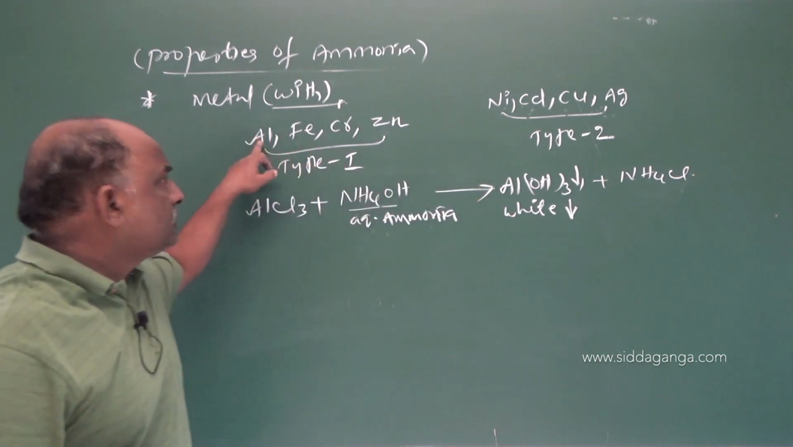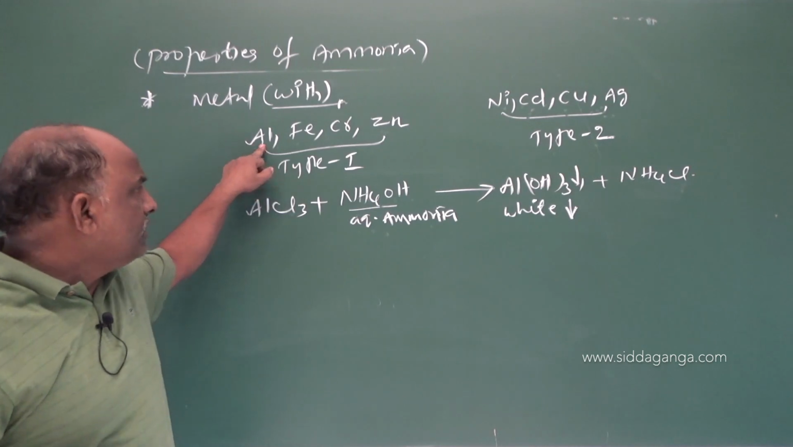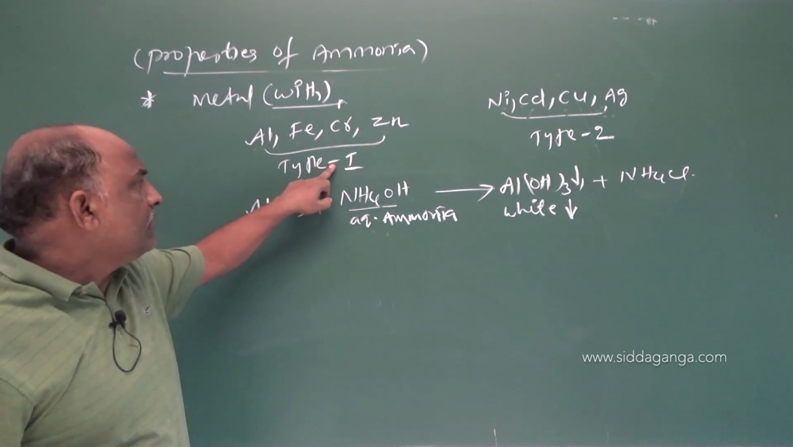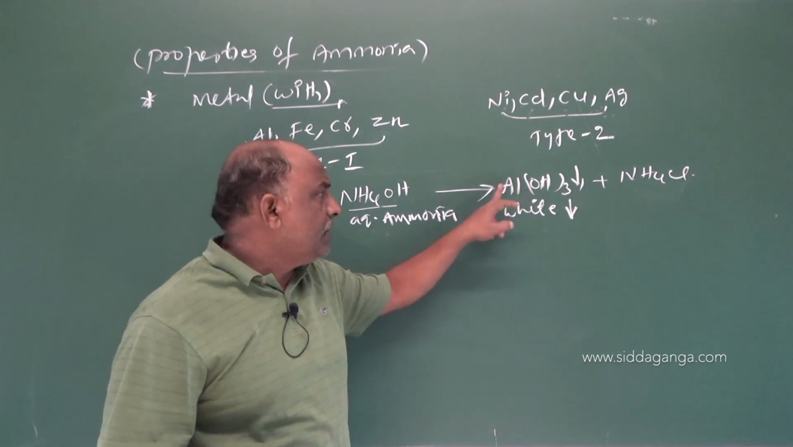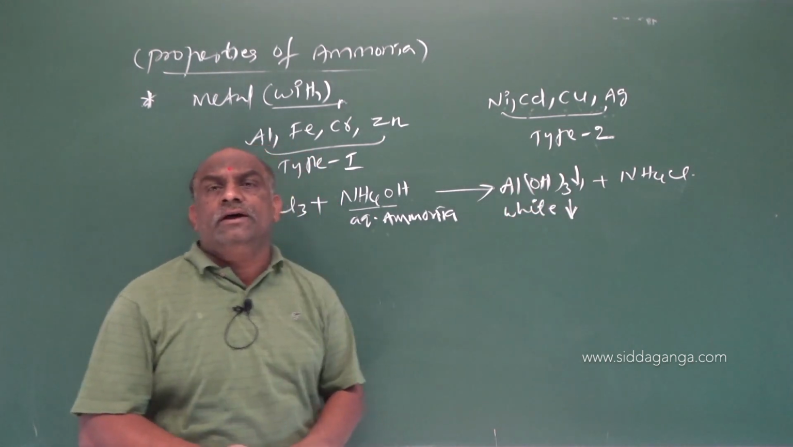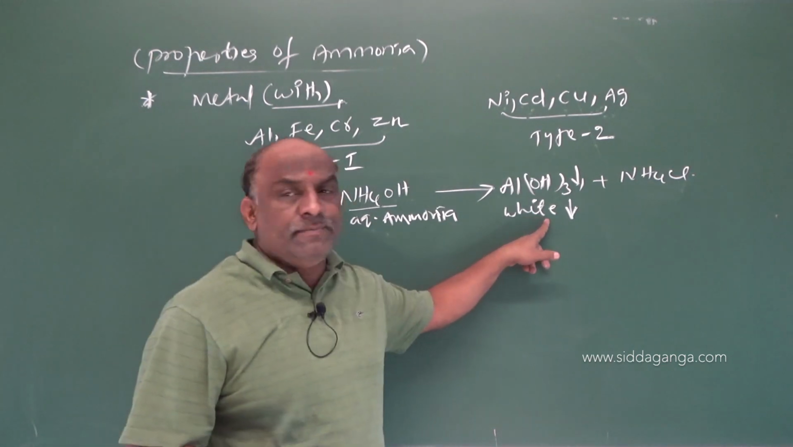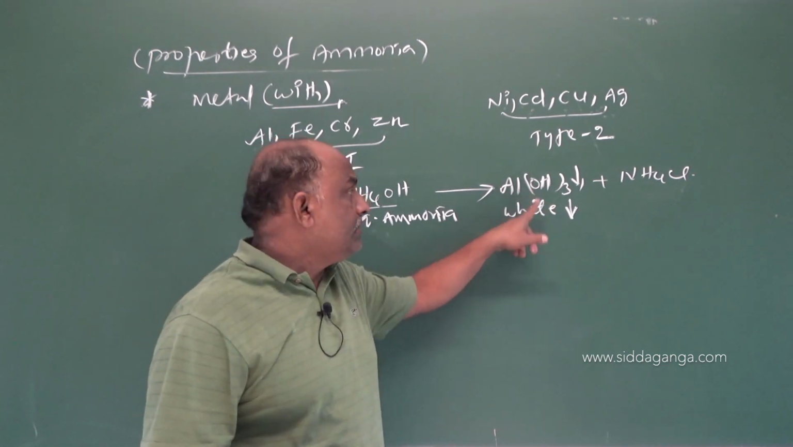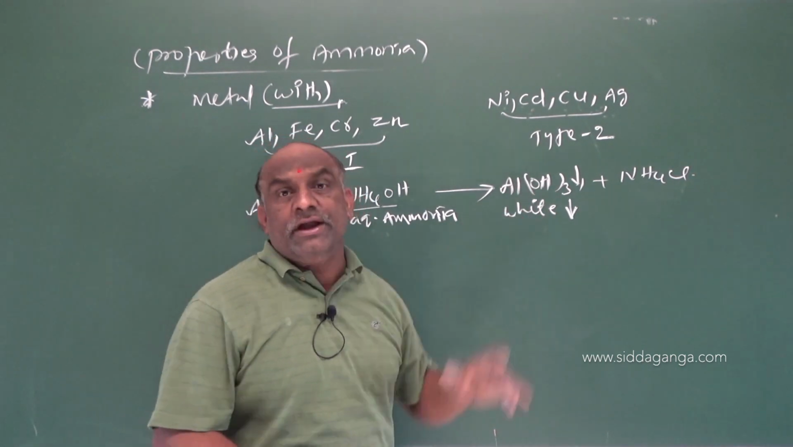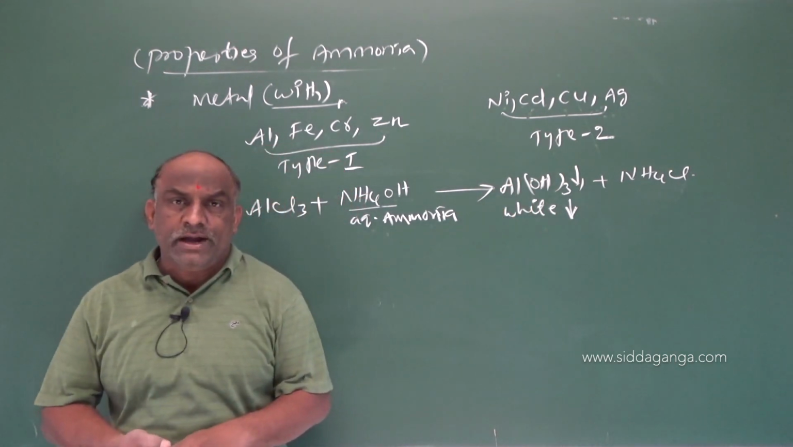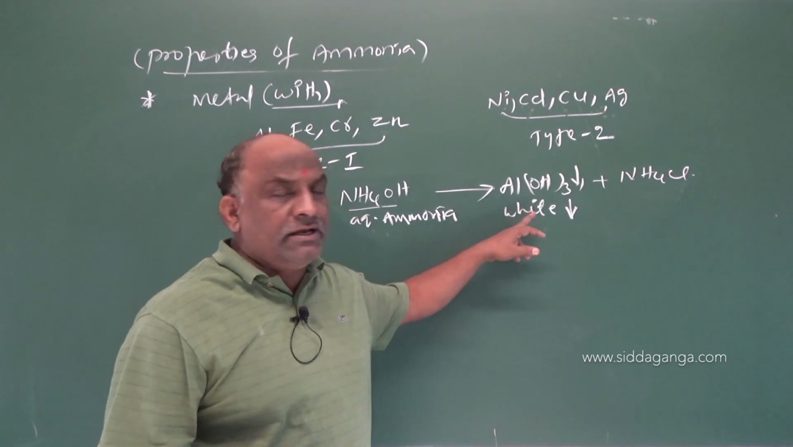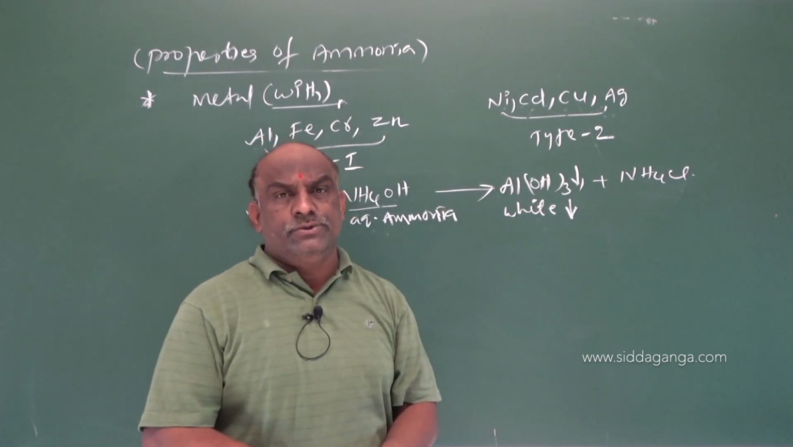So this metal is not soluble. What are the metals? Type 1 metals. These type 1 metals form precipitates. What is the precipitate of aluminum hydroxide? Aluminum hydroxide precipitate is a white color precipitate. We found the white precipitate in the laboratory also. This test was there. Aluminum is a third group cation. What is the precipitate color? White gelatinous precipitate we observed.